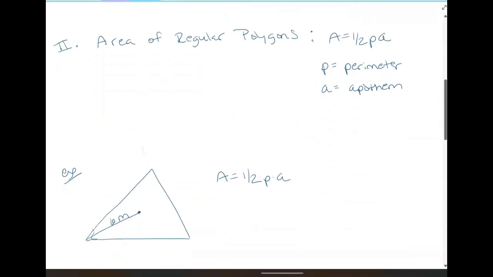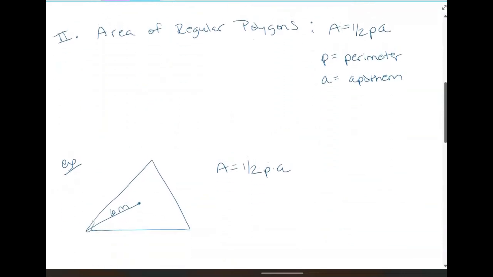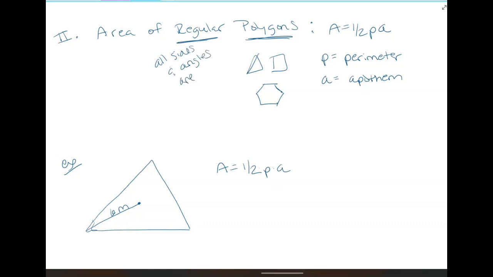But the heart of this section lies with finding the area of regular polygons. So now we're going to get out of triangles specifically and move to regular polygons. Remember that polygons are closed shapes, and a regular polygon means that all the sides and all the angles are congruent. All the sides and all the angles are the same. And that's important, particularly the fact that the sides are the same, because that's going to help us be able to solve this new formula.